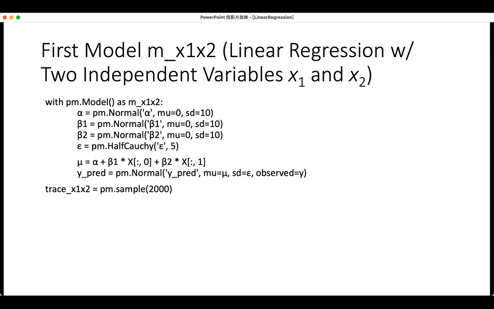So it's a very flat one. And then we set the mu to be alpha plus beta 1 times the first x and beta 2 times the second x. And then we try to fit this using the observed data set y, with mu to be this one, and the deviation to be epsilon. And then we generate a trace of 2,000 points.